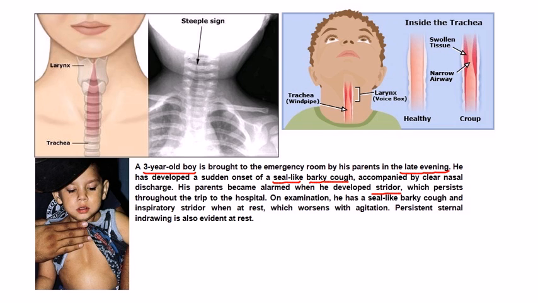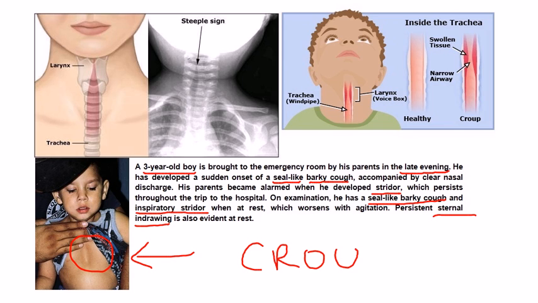On examination, he has a seal-like barky cough, and inspiratory stridor when at rest, which worsens with agitation. Persistent sternal indrawing are also evident at rest. Well, it helps to have a picture of those indrawings right next to you. Well, this is obviously a clinical vignette describing croup.